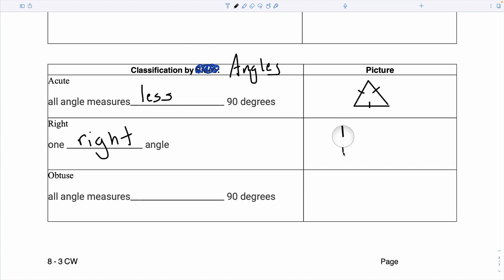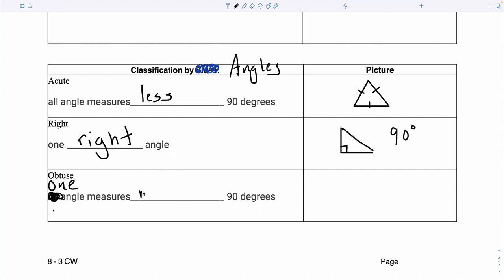How many degrees? I'm going to pause it. How many degrees is a right angle? Baron? 90. Cool. So a right triangle has to have one 90-degree angle. That makes it right. If it's obtuse, cross out all one angle, put 1. If it's obtuse, one angle has to be bigger than 90.